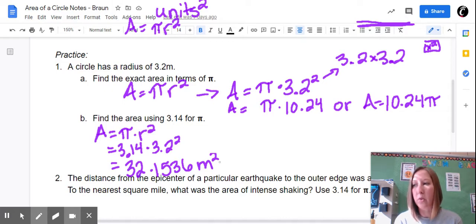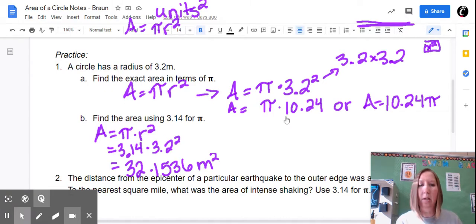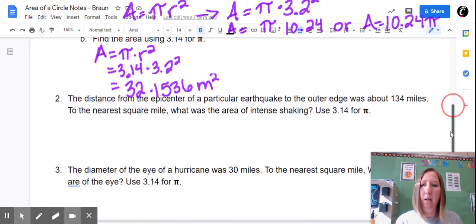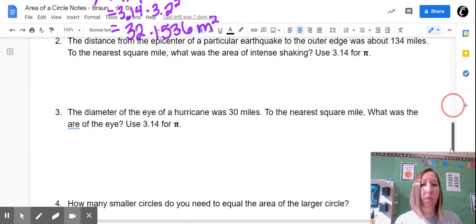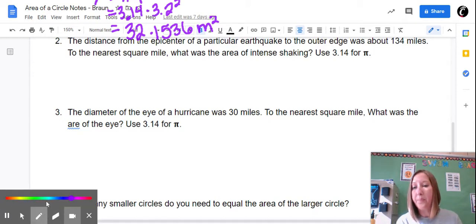32.1536 meters squared. All right, so we're going to scroll down and do a few more problems here to practice. Take a look at our next one. It says the distance from the epicenter of a particular earthquake to the outer edge was about 134 miles. To the nearest square mile, what is the area of intense shaking? And it says use 3.14 for pi.